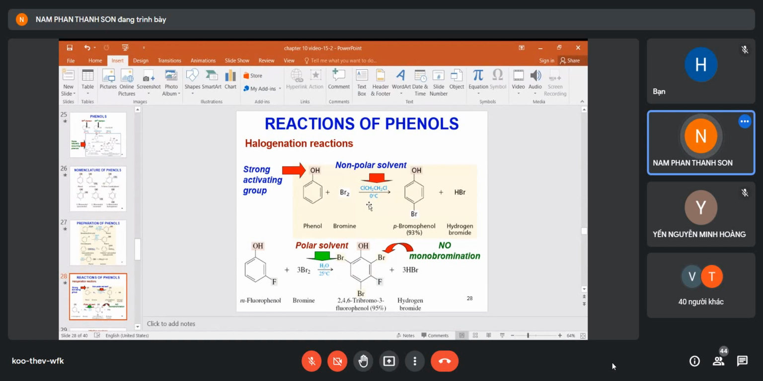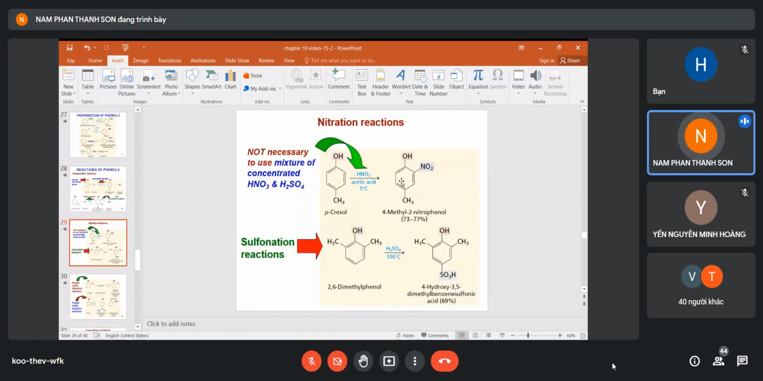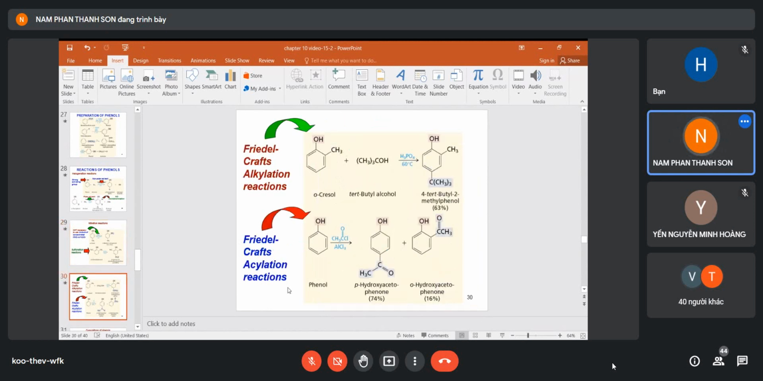If you want to have one bromo group onto the benzene ring, you have to use a non-polar, inert solvent. If you use solvent with proton like water or methanol or ethanol, we will have more than one bromo group on the benzene ring. We can have a nitration reaction. The benzene ring here is more reactive, so sometimes you don't need to use acid catalyst. You can use acetic acid. You don't need to use sulfuric acid, and we can carry out a sulfonation reaction at lower temperature than in the case of benzene. We can have acylation and alkylation like benzene.